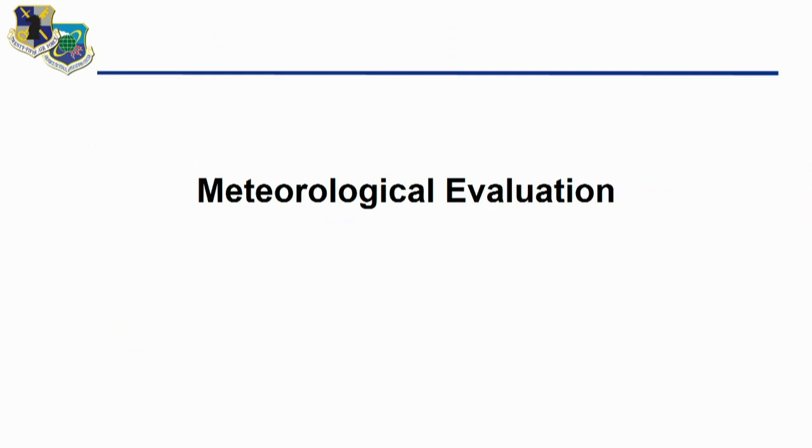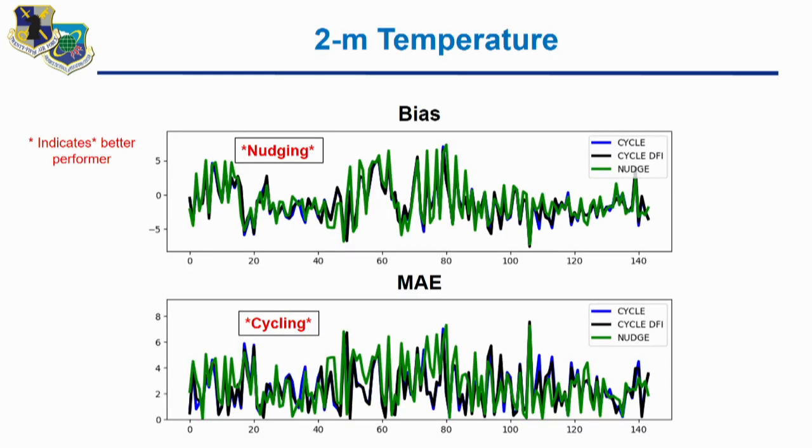So let's start by looking at the meteorological evaluation. Again, the point of the data assimilation is to make the MET as good as it can be to then drive the transport and dispersion. So we'll start by evaluating that. What these plots are showing are domain averaged statistics. The top is the bias, and the bottom is the mean absolute error. And this is just a time series over the model simulation. And then the little red asterisks are just showing which one performed better.